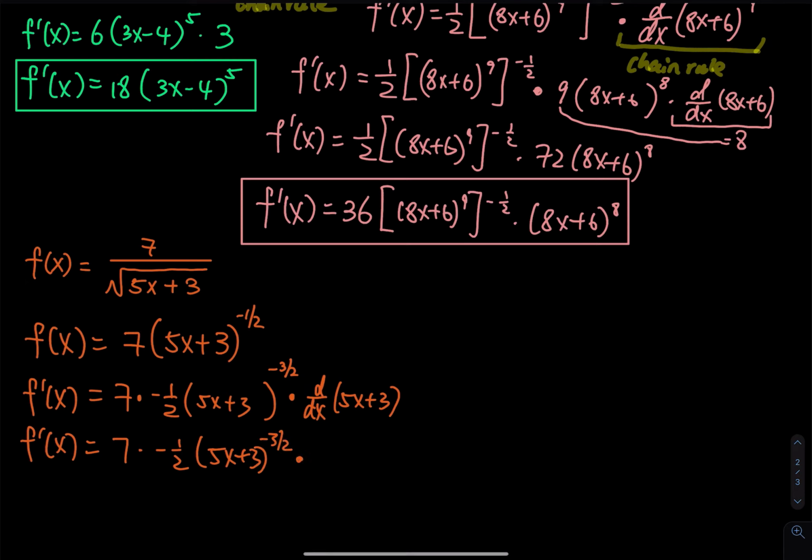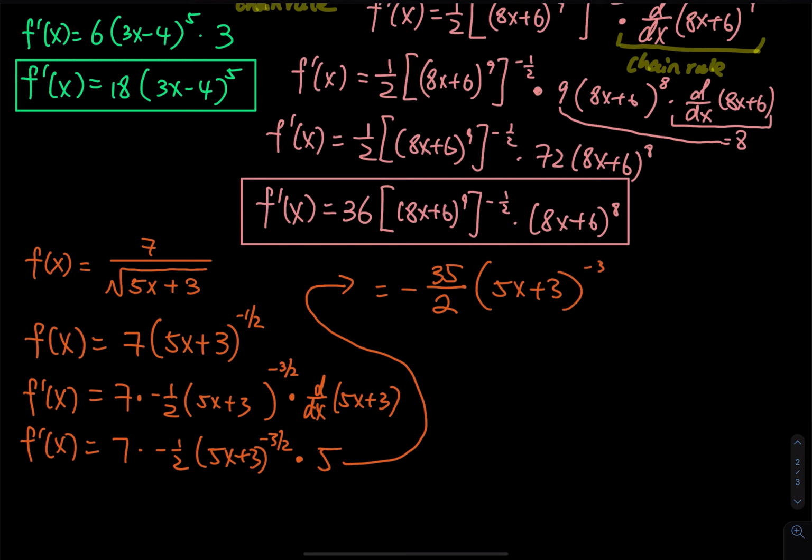And then the derivative of this linear function is equal to 5. Therefore, we have 7 times 5, 35, over negative 1/2. Or I will just keep everything in fraction. So that is equal to negative 35 divided by 2, and then we have 5x plus 3 raised to negative 3 over 2. And this is the answer to the third function.